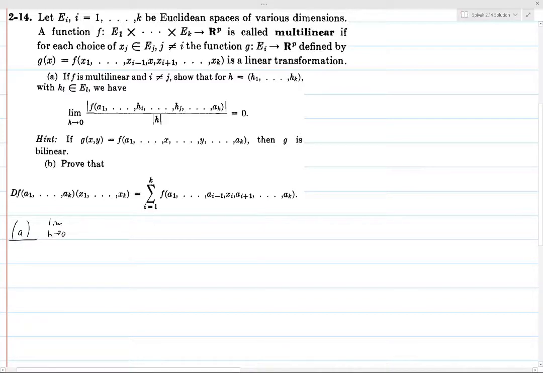So it's going to be the limit as h goes to 0. I'll put the 1 over h out front to make it a little easier to write. F of a1, with the hi somewhere in there, and then the hj somewhere else. Now, all that we need to do here is, we've got this vector h in the denominator, and so this is going to consist of coordinates h1 through hk, where each hi is an element of Ei.